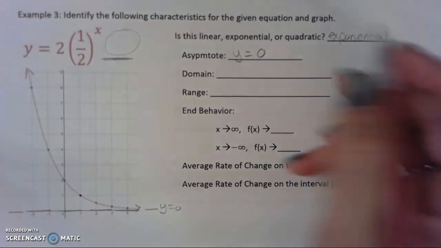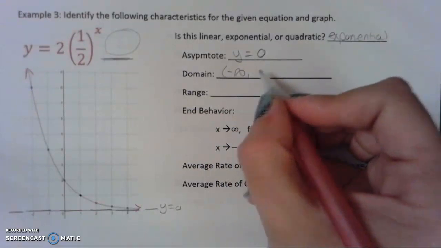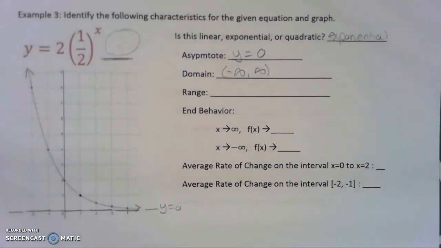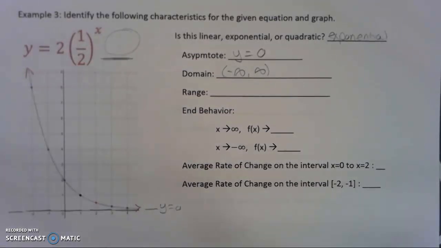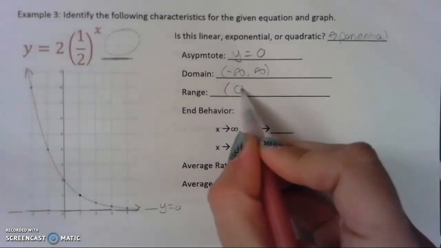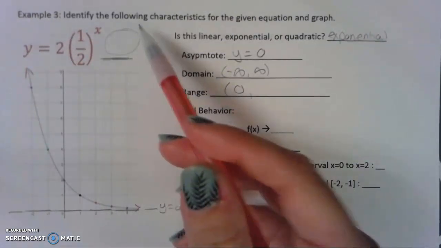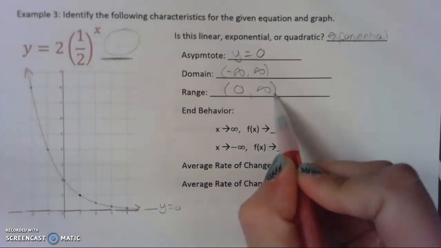Now our domain on this, we did this domain before, it's negative infinity to positive infinity. The range of this function, remember ranges are y values, so the lowest that this graph is going to go, okay, notice that we're approaching this asymptote at y equals 0, but we'll never actually get there. So that means we're going to get closer and closer to 0, so I'm using the parentheses, remember, and then it's going up forever. The highest y value is going to approach infinity.